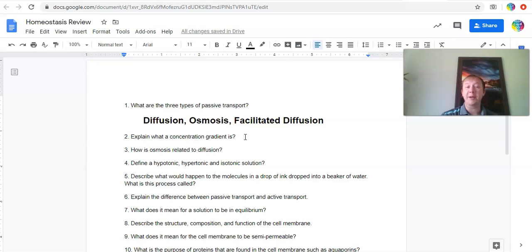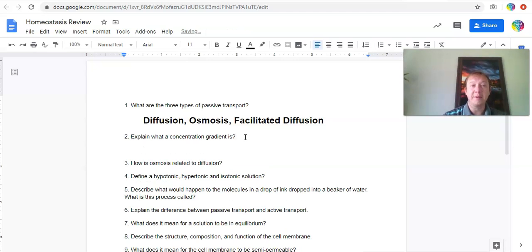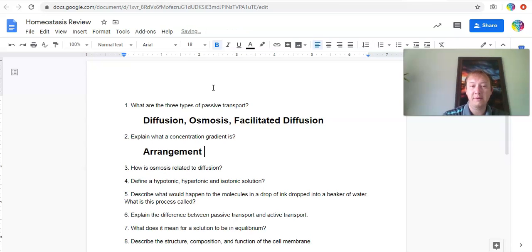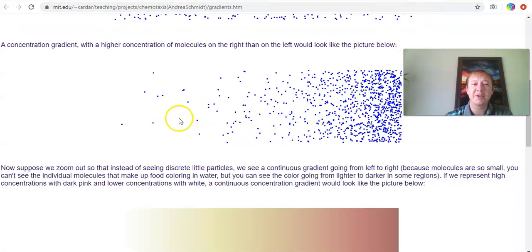Okay, the next one says to explain what a concentration gradient is. It's the arrangement of particles in a solution, so again we're talking about concentration. In this example, we have a very low concentration on the left and a very high concentration on the right. As you go from right to left, the concentration decreases. So a concentration gradient is just that arrangement: high over here, low over here.